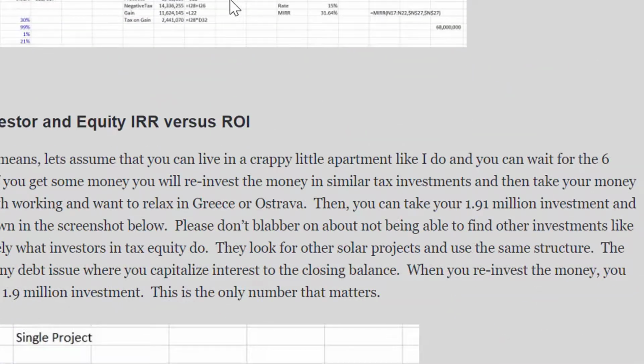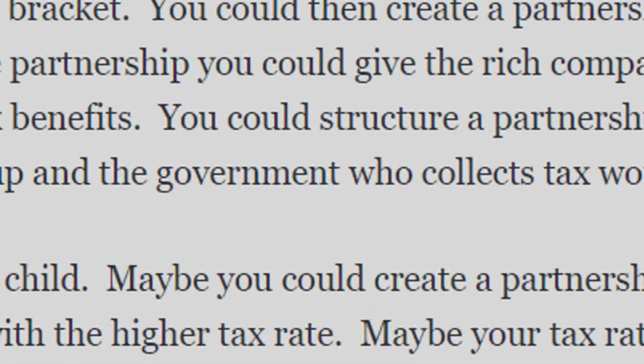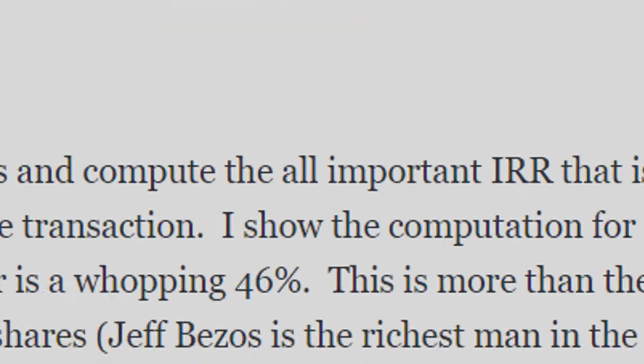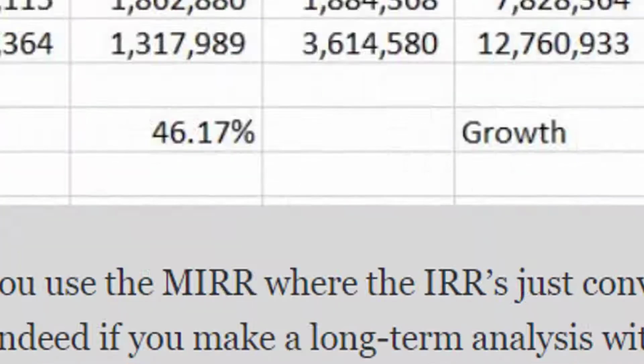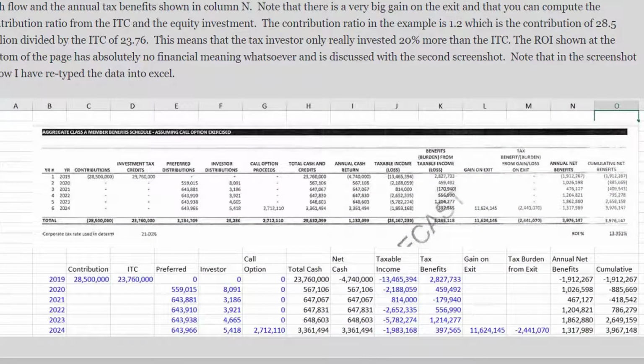But you recompute this. I shouldn't have made this small. I'm going to make it much bigger and look at it and see what the IRR is. So the real IRR, not this ROI, is 46%. That's gigantic. 46% IRR. And that's after they lose some benefits from the stranded investment.